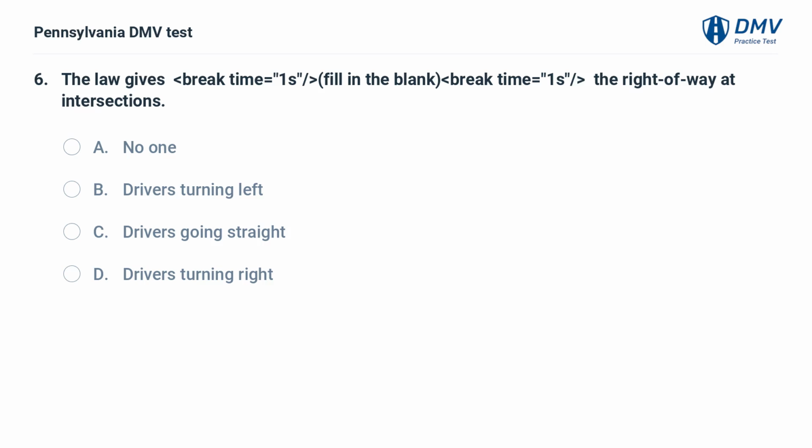The law gives, fill in the blank, the right-of-way at intersections. A. No one. B. Drivers turning left. C. Drivers going straight. D. Drivers turning right.